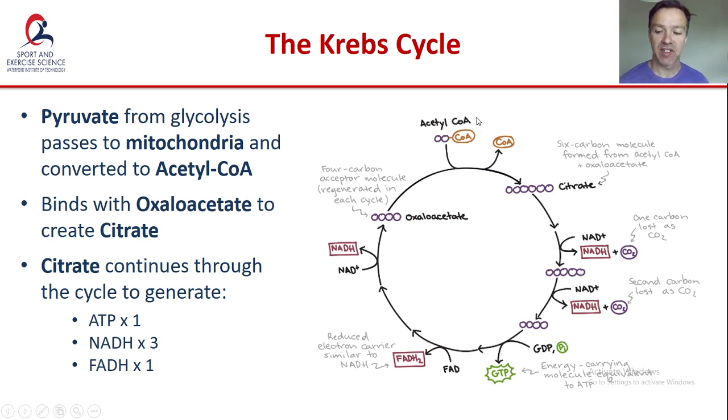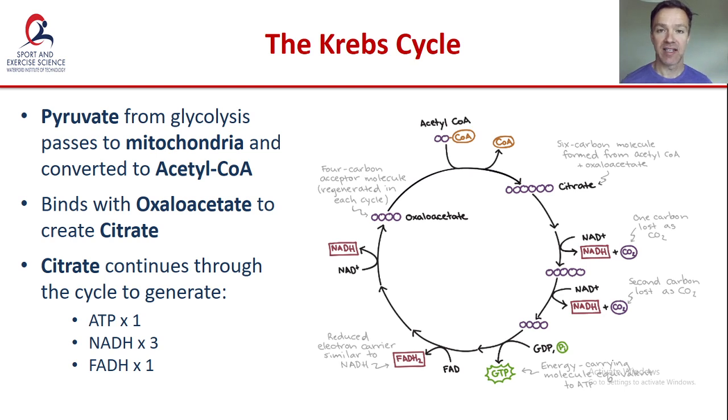As part of the Krebs cycle, the acetyl coenzyme A binds with a molecule called oxaloacetate, which is here, okay? So we have the oxaloacetate, it binds with the acetyl coenzyme A that's entering into the mitochondria, and this creates citrate, okay? Citrate then continues on through the Krebs cycle. I'm not going to go through each step of the Krebs cycle because, as I said, it's quite complicated. It's more complicated even than is illustrated in the diagram there.